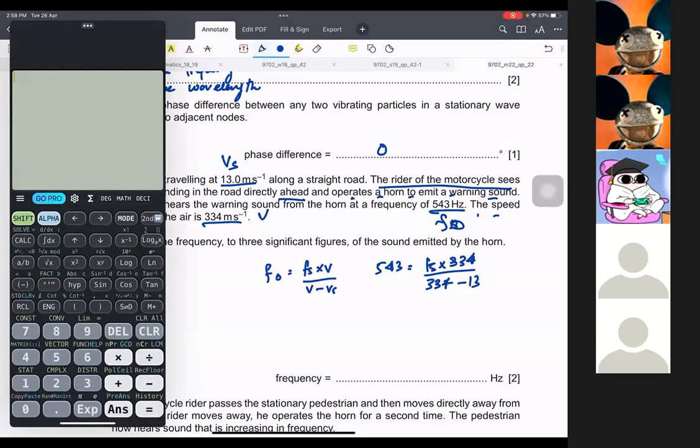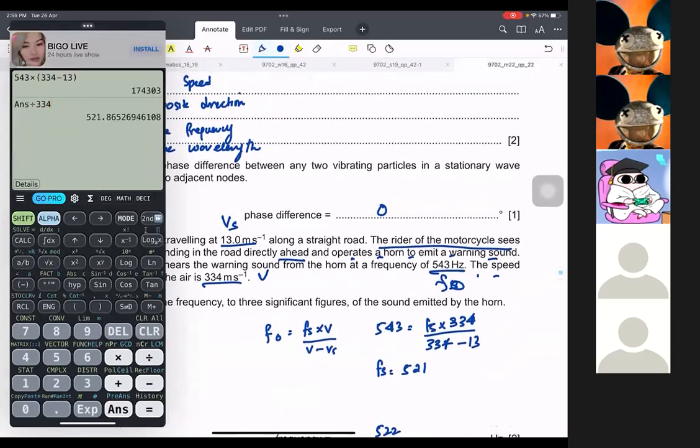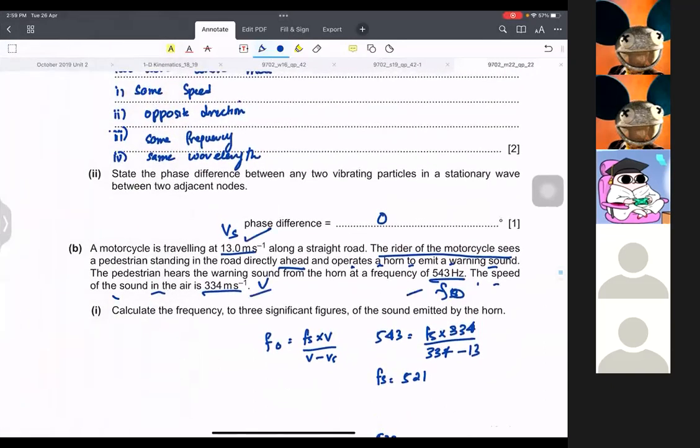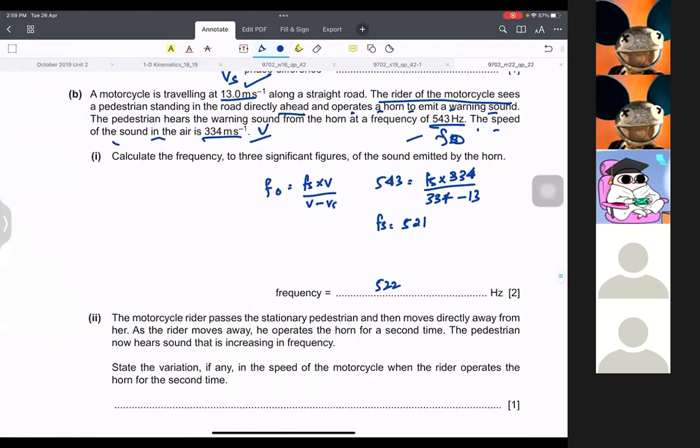Now let's do it. So my answer for Fs is 521. That would be actually 522 hertz. Because my values were 3 significant figure, all of them. So my answer should also be 3 significant figure, not 2, please, or 1.